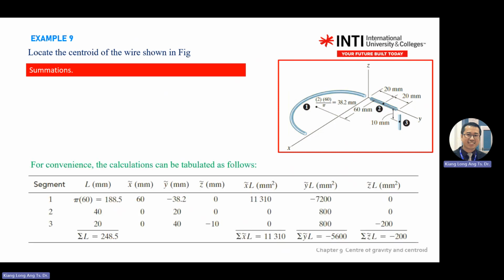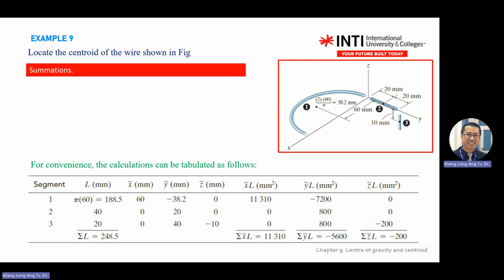Then you need to build this table. On the far left, you write segment or component 1, 2, 3, 4. What is their length? You can calculate the circular one. Pi r squared is the total, half is pi r. So pi r equals this length. This one is 40 from the diagram. This one is 30. This is length. Total length is this one.